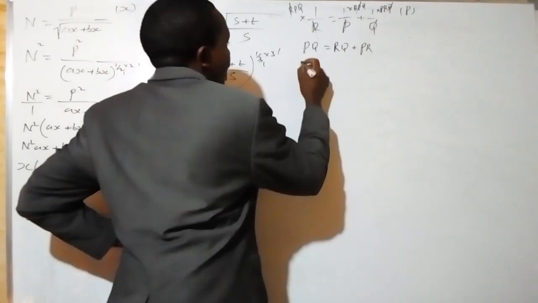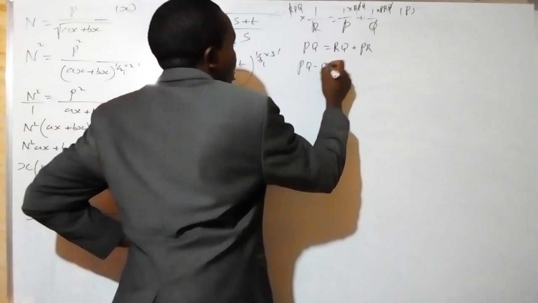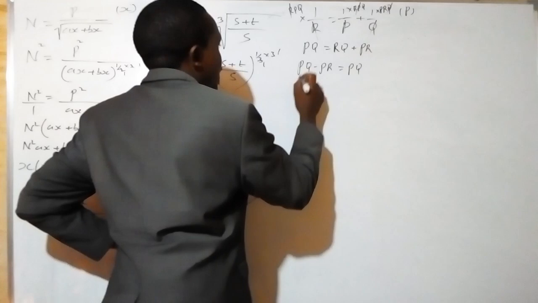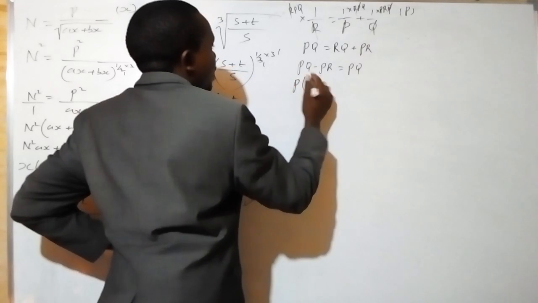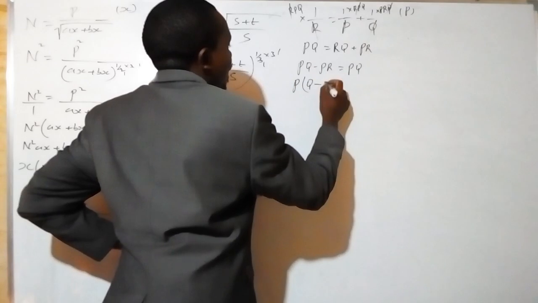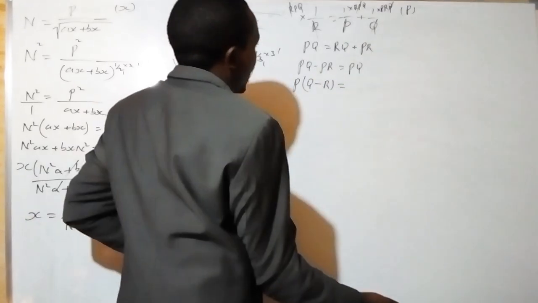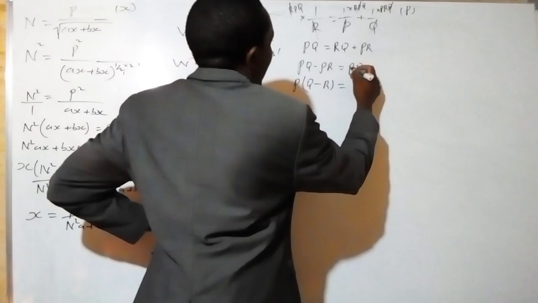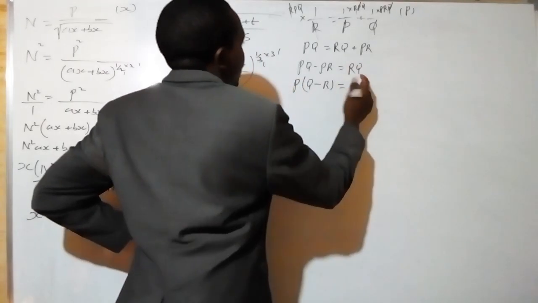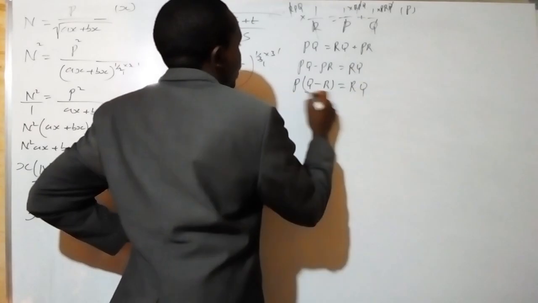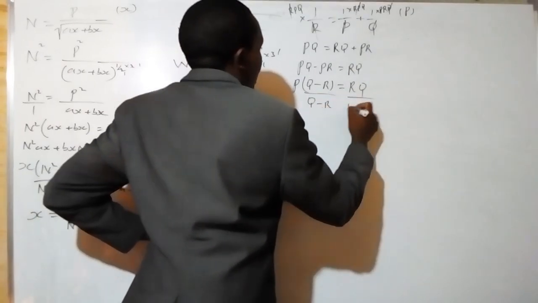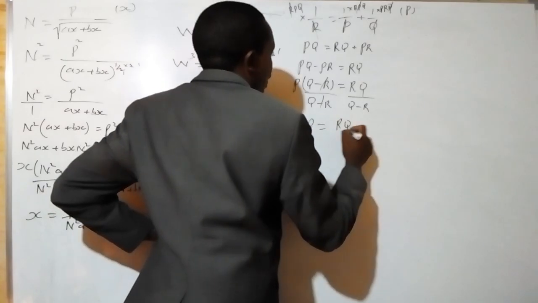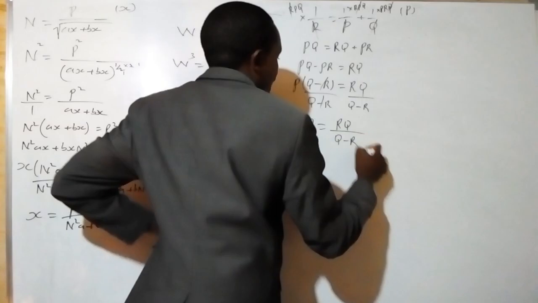pq minus pr is equal to rq. p is common, you take it outside the bracket. p(q minus r) is equal to rq. You divide by q minus r on both sides, and our p will be rq all over q minus r. Yeah, that is the correct answer.